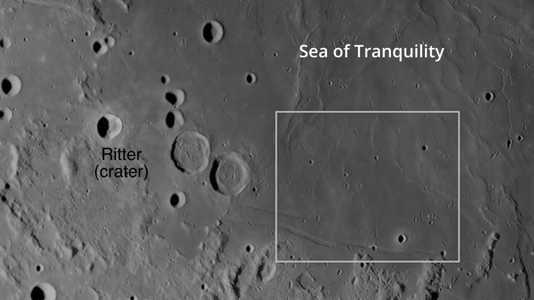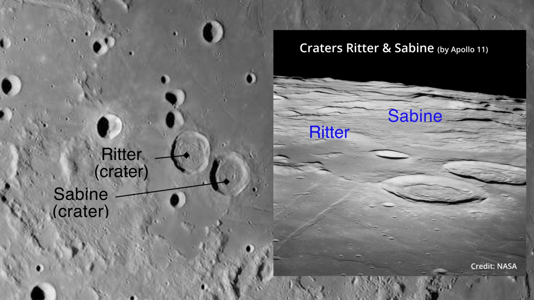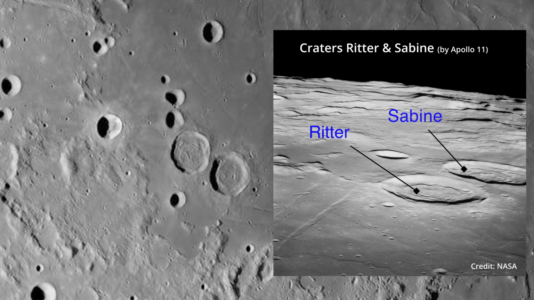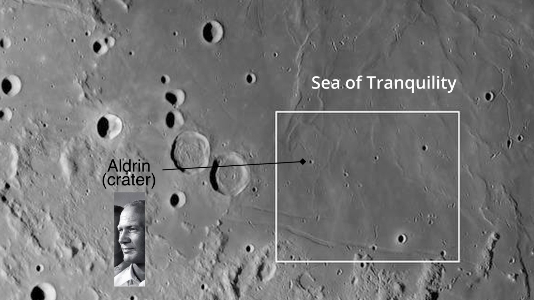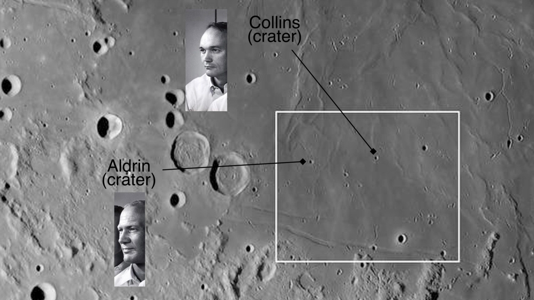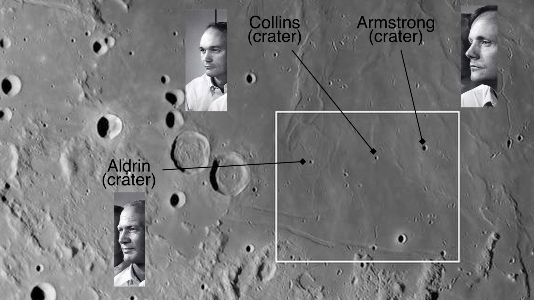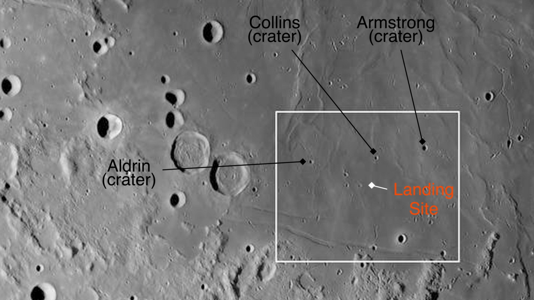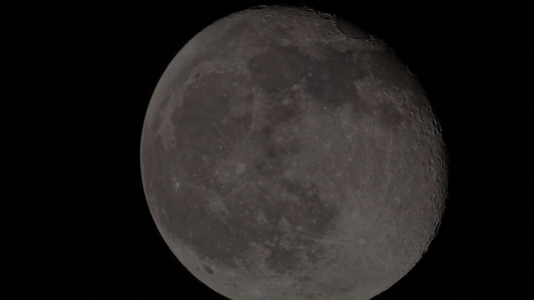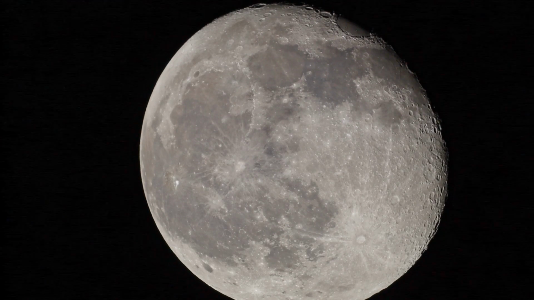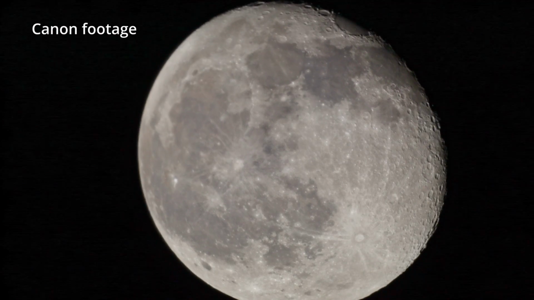As we zoom in closer, we see these distinct craters and terrain features. Aldrin, Collins, Armstrong, and of course the landing site. Here you can see the actual footage I captured with my telescope and a cheap DSLR camera.